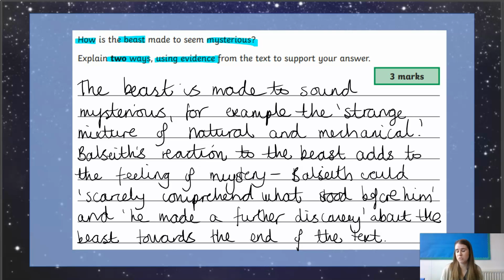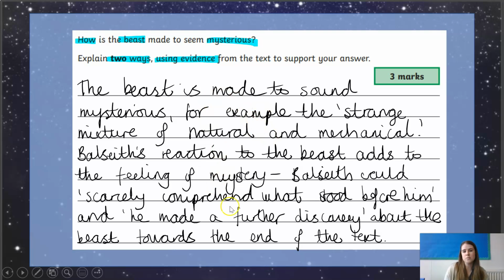Now, obviously, if it was something he was used to and it wasn't strange or mysterious, he'd know exactly what it was and he wouldn't be feeling that way. But he has no idea what this walking tree trunk is that's coming towards him. But it also said here that he made a further discovery about the beast towards the end of the text. Okay, and it was another discovery that made the beast sound like it was very strange and very weird.